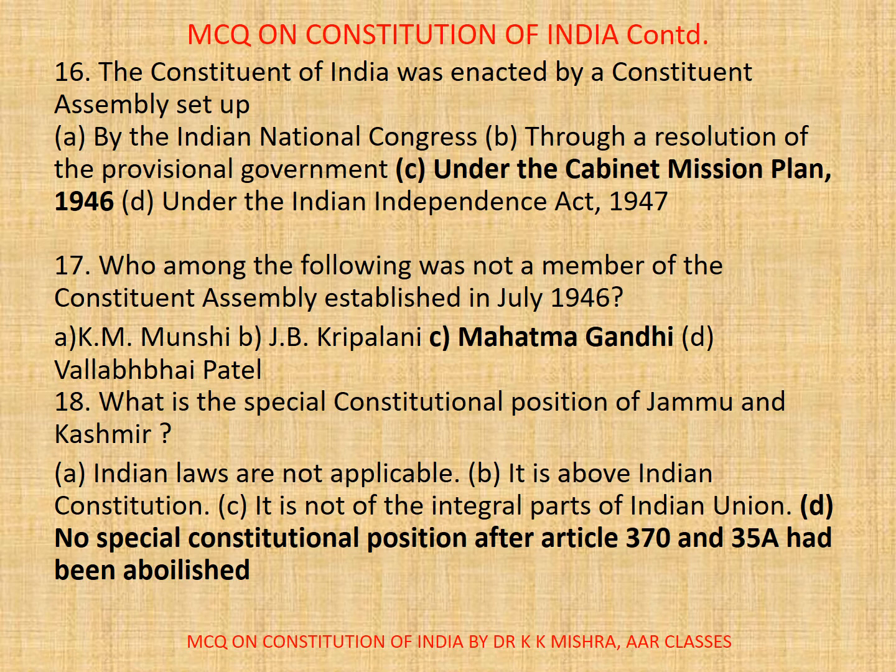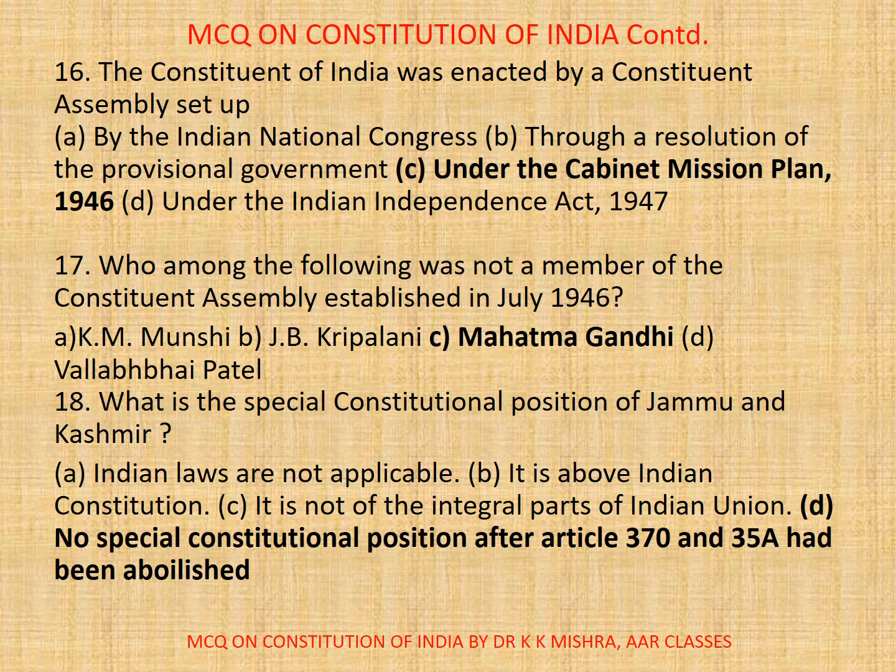17. Who among the following was not a member of the Constituent Assembly established in July 1946? A. K. M. Munshi, B. J. B. Kripalani, C. Mahatma Gandhi, D. Vallabhbhai Patel. Correct option is C. Mahatma Gandhi.